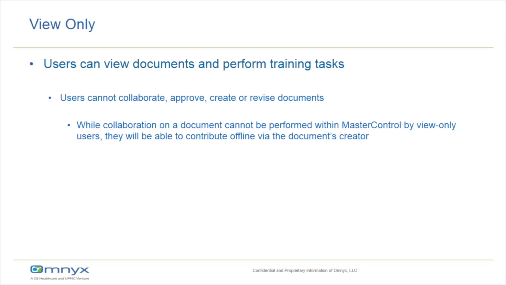View-only users can search and view documents and perform training tasks. They will not be able to collaborate, approve, create, or revise documents. The feature that allows for collaboration in Master Control is optional. Teams can choose to use this feature or can collaborate outside of Master Control and upload the document when it is ready to be approved.